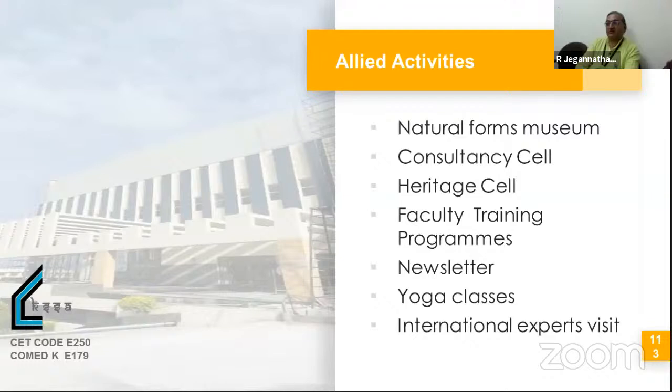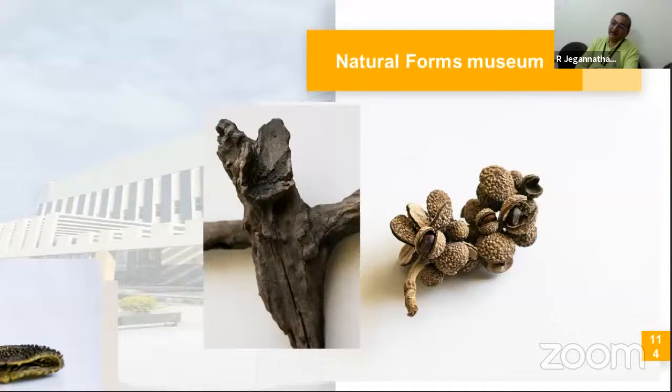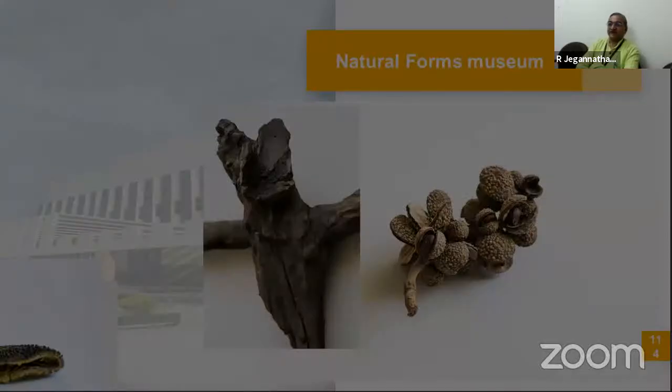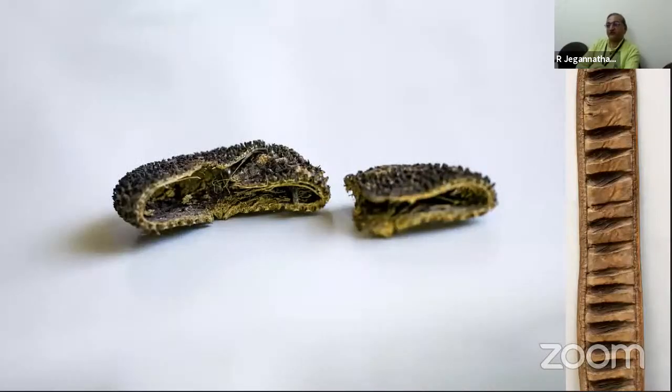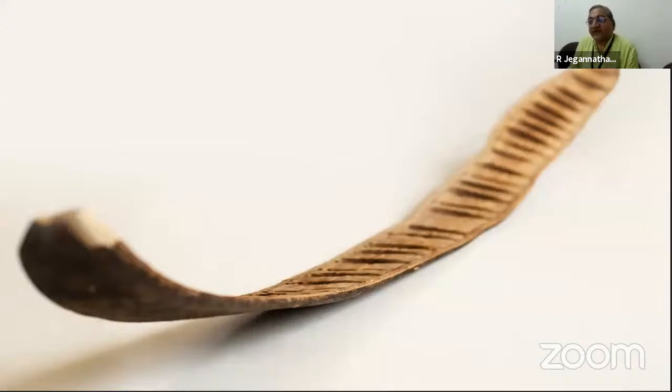We have a lot of allied activities in our school. One of the pioneering concepts that we've developed is what we call the Natural Forms Museum. All the faculty, the students, and visiting architects who come into our campus, we encourage them to collect any natural form they pick up during their trips and visits. These are collected and stored in a specific room, which we call the Natural Forms Museum. The students go in, look at these forms, and get inspired to develop their design themes and concepts, and from this they can work into their design processes.